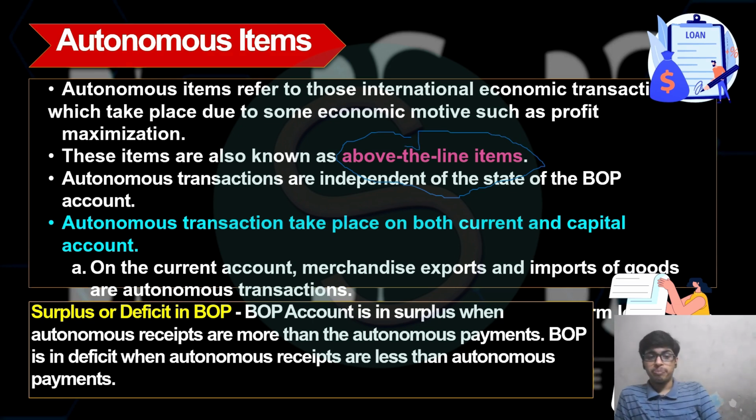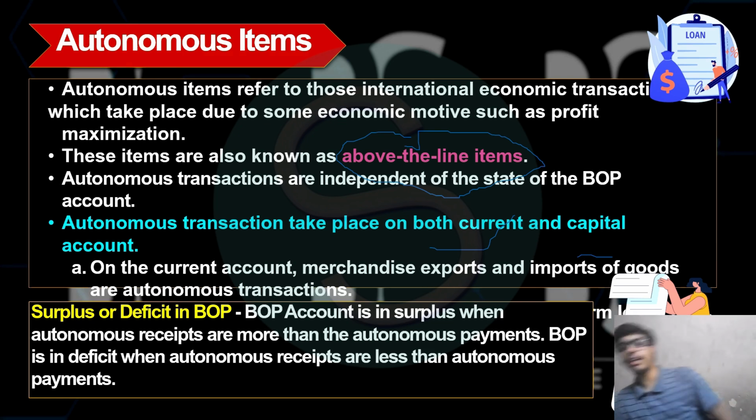So the first important point is that these transactions are for economic motives, profit maximization. The second point is that these are known as above the line items, and they are independent of the state of the BOP account. If the BOP is in deficit, in surplus, or at balance, it doesn't matter. These items are free from any situation of BOP, and they can take place in both current and capital account.